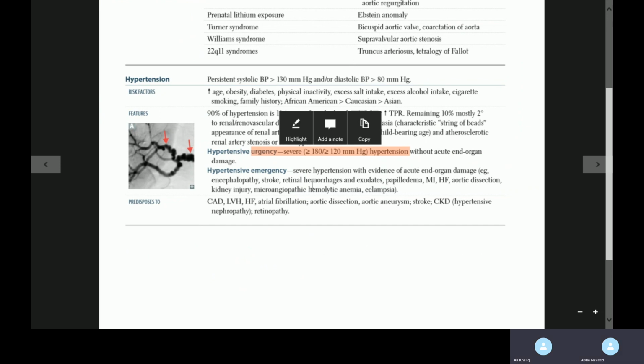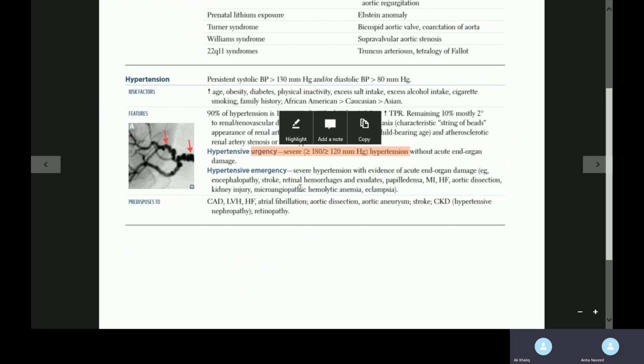Meaning the ECG should be normal, your troponin should be normal, the patient should be fully conscious. The eye fundoscopy exam should be fully normal, the echocardiogram should be fully normal, the kidney creatinine should be fully normal, everything should be normal. So it should be without end organ damage, then it is called hypertensive urgency.